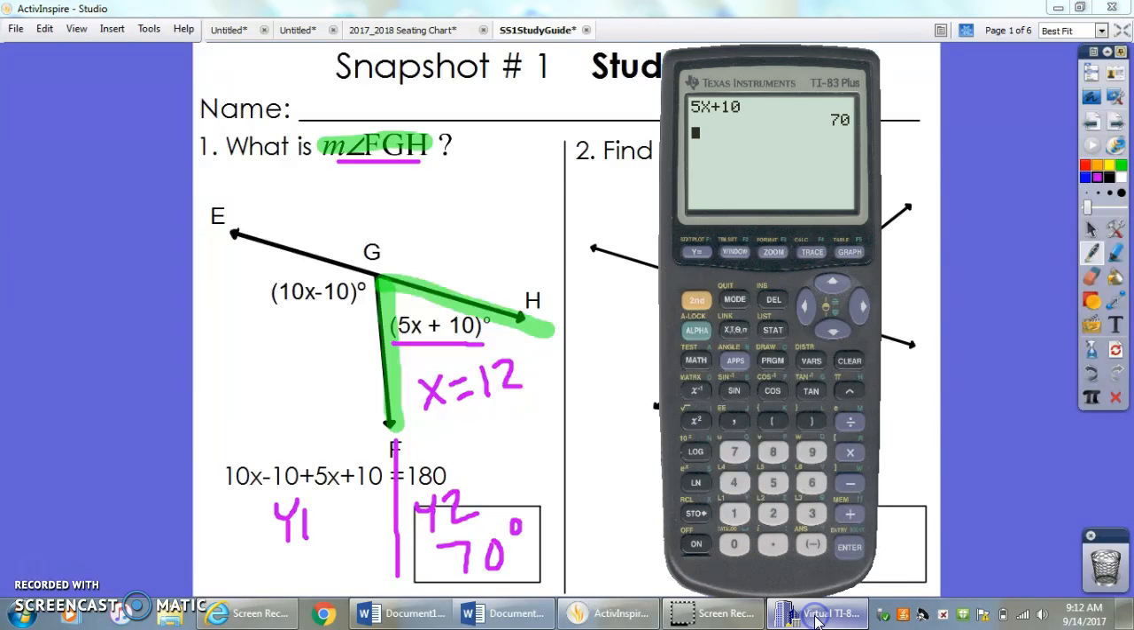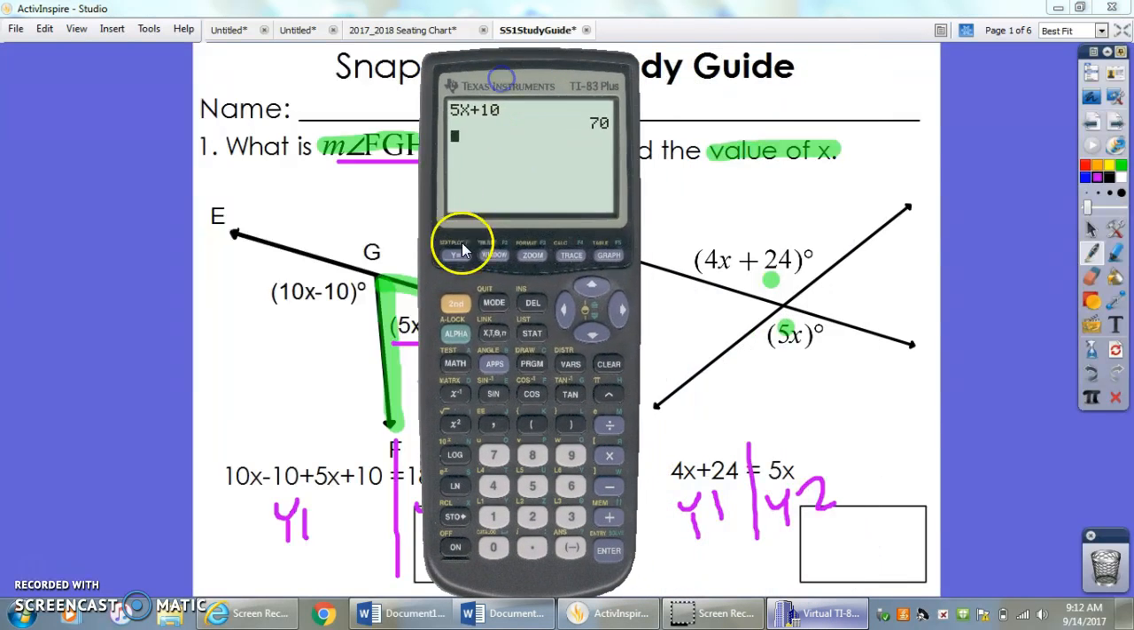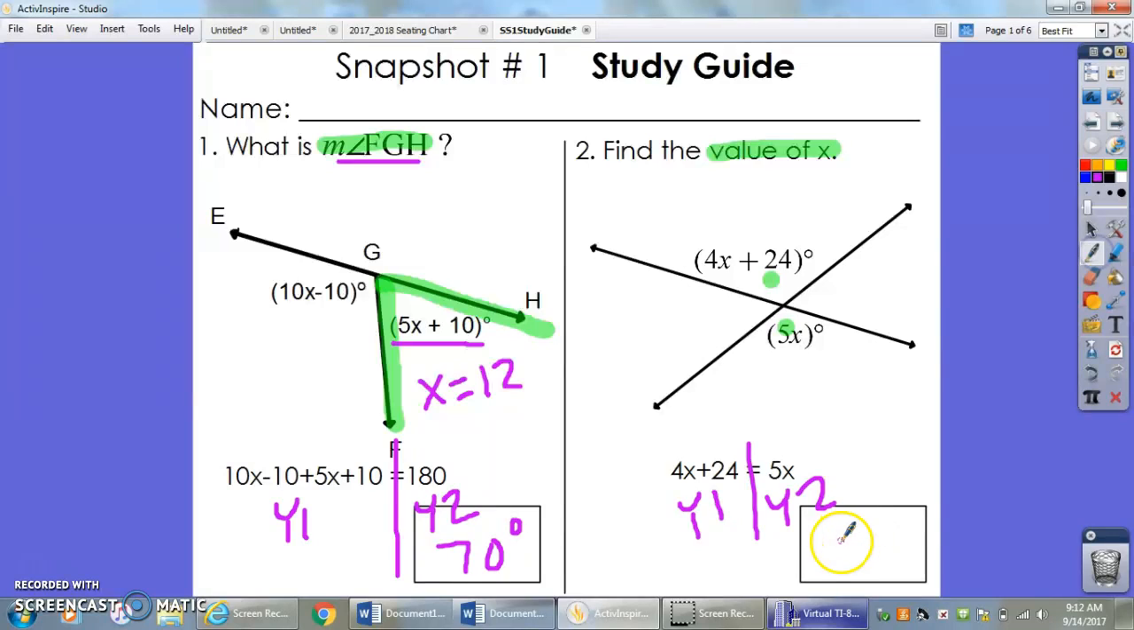So I'm going to go back to y equals, do 4x plus 24 in y1, and then in y2, clear, 5x. Then I'm going to do second trace, 5, wait, hit enter, enter, enter. X is 24, and that's my answer.